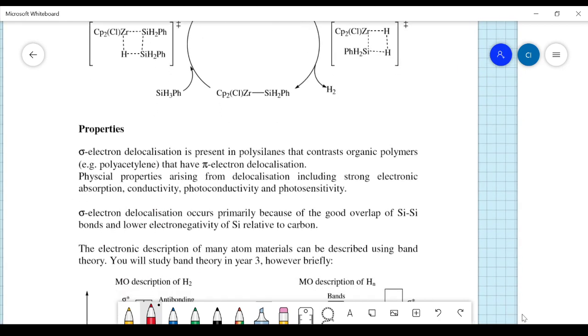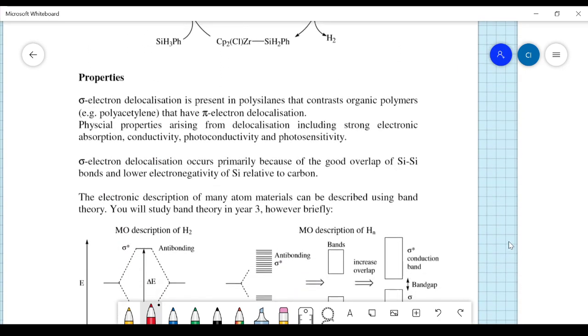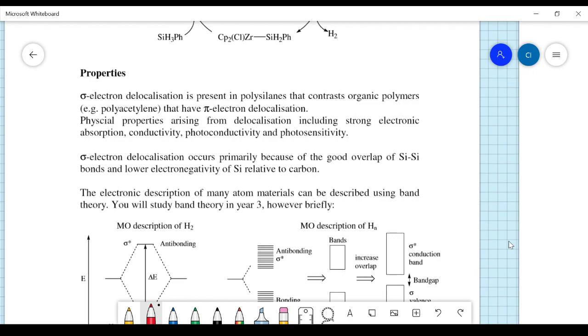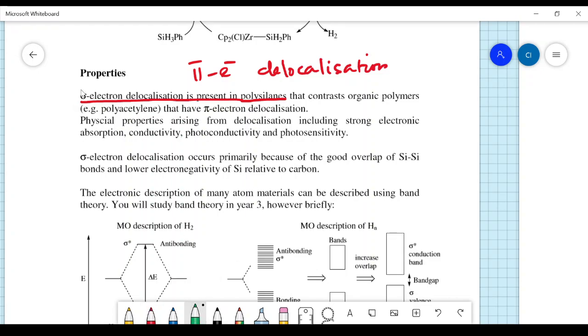But you can see the properties of the general polysilanes. So what does it say about the general polysilane? It says sigma electron delocalization is present, it's a very huge thing. Usually you see pi electron delocalization in benzene or something like that, but this one is a different thing. So you get a sigma electron delocalization that contains organic polymers, e.g. polystyrene, that have pi electron delocalization.